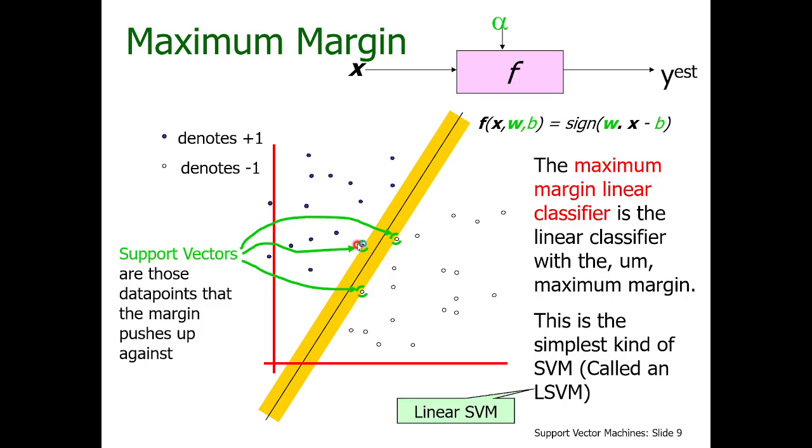These are the samples which increase your margin, and those samples are nothing but your support vectors on that margin. That is called the support vectors on that margin, and this is called a linear support vector machine. That is the simplest kind of linear support vector machine classifier.